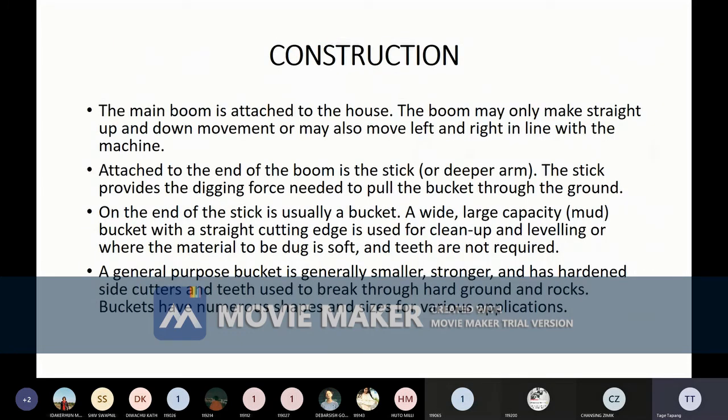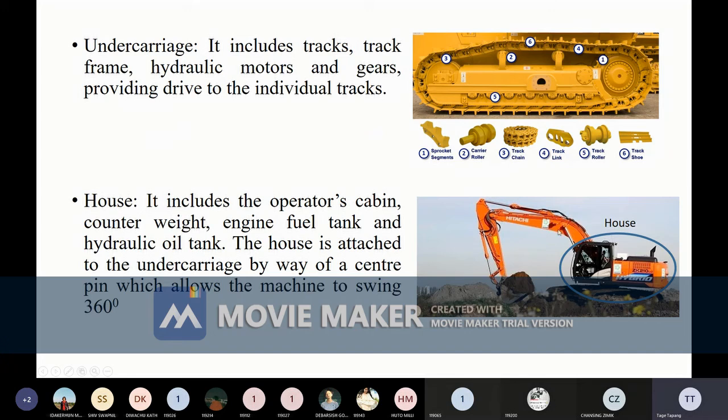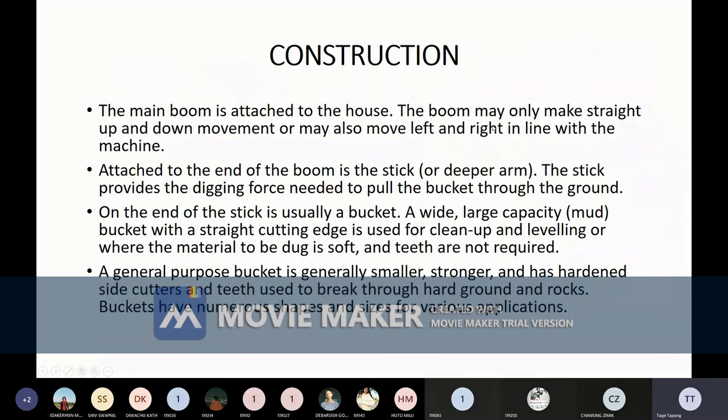So construction we have actually already discussed. The main boom is attached to the house. You see, this is the main boom. This is attached to the house here. The boom may only make straight up and down movement, or may also move left and right in line with the machine. Up and down movement definitely it will make, and also it can move left and right.